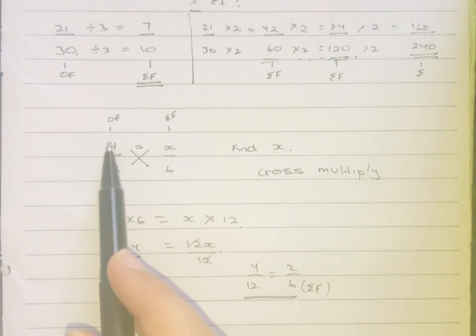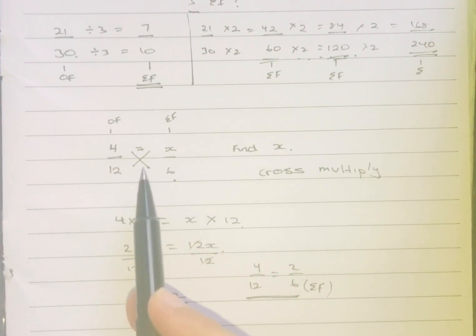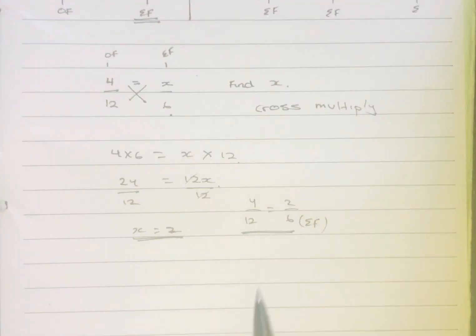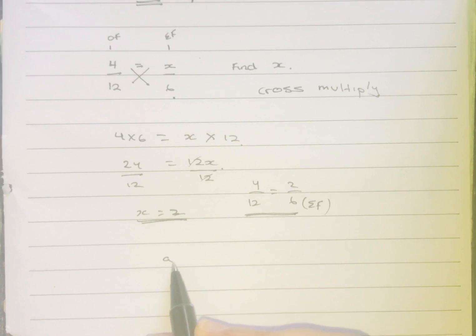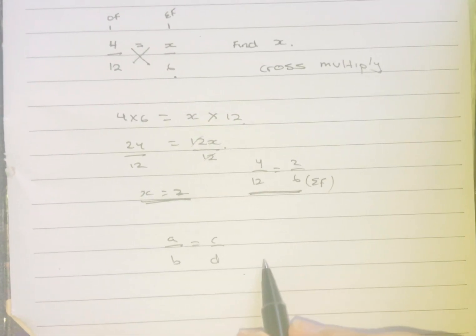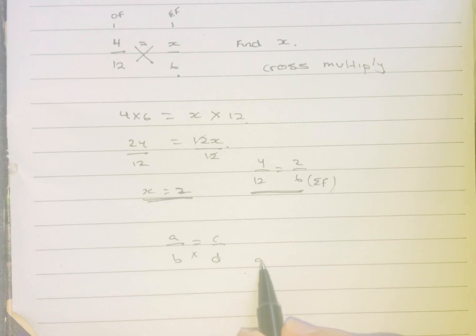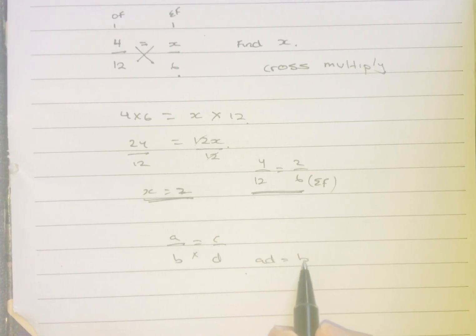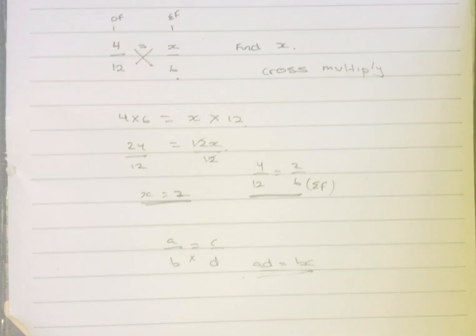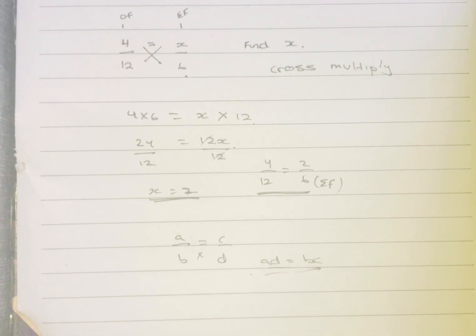So the numerator multiplied by the denominator is equal to the numerator multiplied by the denominator. So if you want a formula for that, let's say you have a over b is equal to c over d. Okay, when you cross multiply, you get ad is equal to bc. Okay, I think that's quite clear now, and I hope you have a good day.